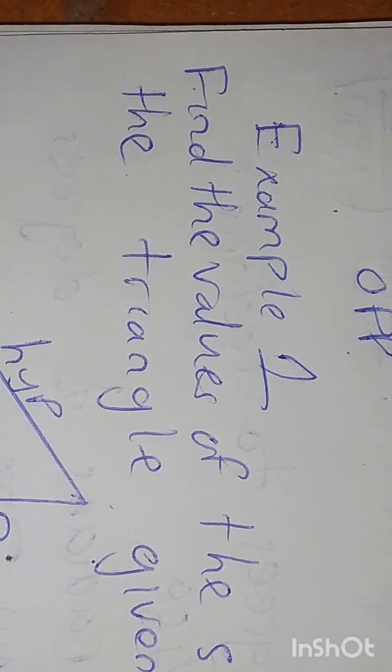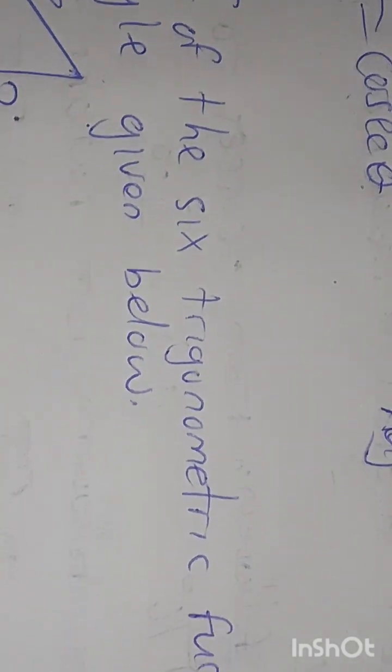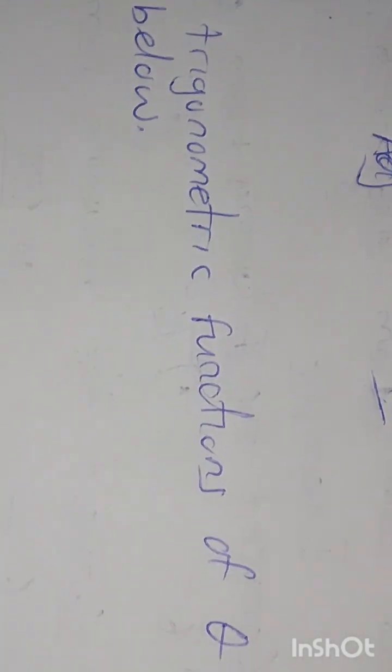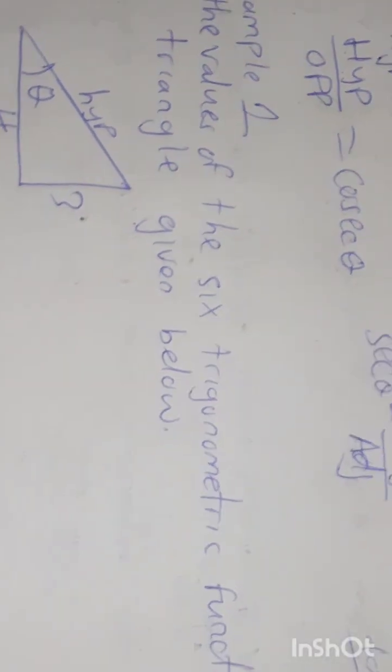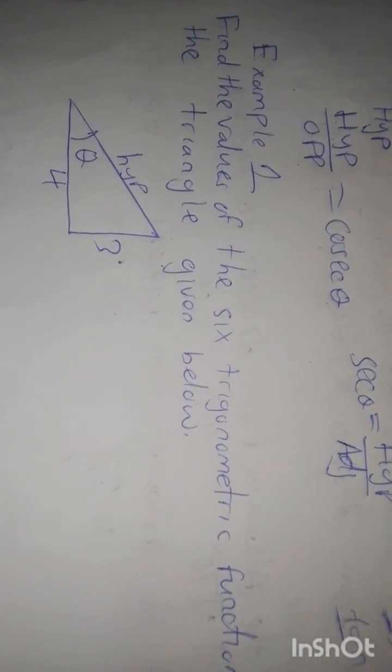So we have example 1, which says find the values of the 6 trigonometric functions of theta for the triangle given below. We have been given this triangle with an angle theta. It has the opposite side with a 3, an adjacent side with a 4, and a hypotenuse side. For the hypotenuse, we have not been given anything. So how can we find the value which is here? We have to find it for us to find the answers.